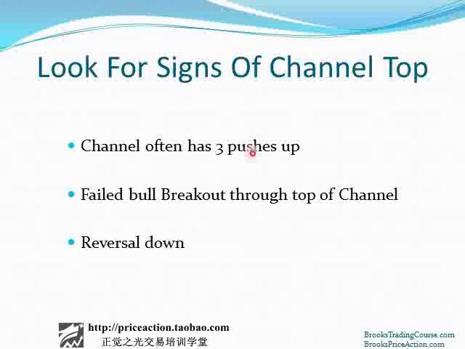Channels often have 3 pushes up. The spike is often the first push, and then you get a pullback, and you very often get 2 more pushes, so that you end up with a channel that has 3 pushes. Sometimes it has a wedge shape. You're looking for a breakout, a bull breakout above the top of the channel, and you want that breakout to fail, and for the market to form a bear signal bar for a reversal down.